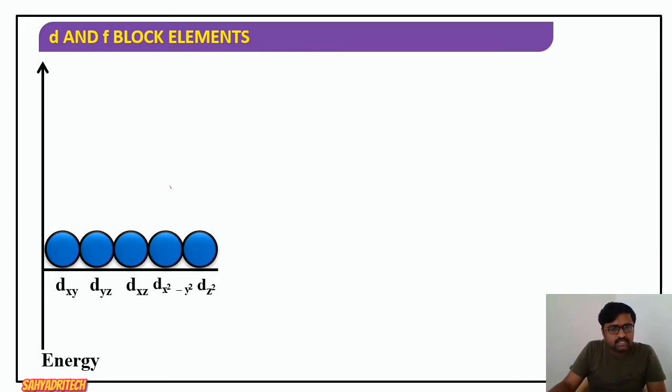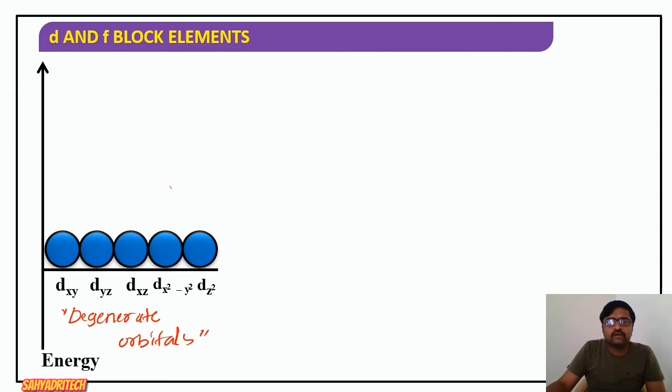Now if I consider the energy of these 5 orbitals, the energy is the same. All orbitals are going to have the same energy, therefore these orbitals having the same energy are called degenerate orbitals. Okay, so these orbitals all have equal energy, therefore they are called degenerate orbitals.